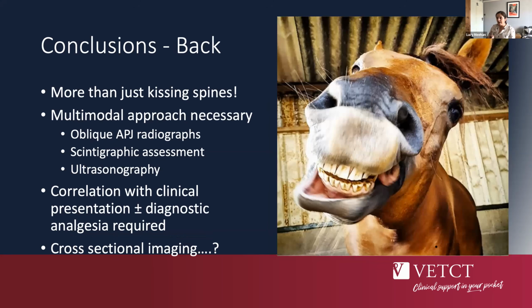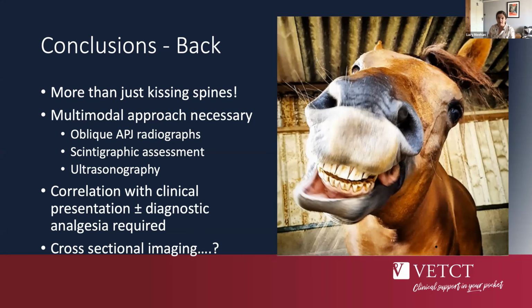So in summary, I hope you've taken away that it's more than just kissing spines that can cause back pain. It's more than just kissing spines that we can image. We do need to use a multimodal approach. Certainly, more oblique articular process joint radiographs are required because I think we do miss a number of horses that have this if we don't radiograph that area. Scintigraphic assessment is useful, but it's not the only thing that can give us answers, and certainly sometimes it can confuse us. And ultrasonography is really very easy.